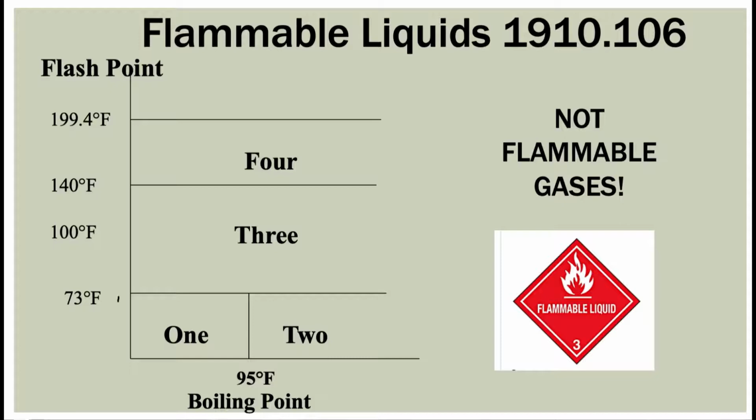So our first category, category 1, is a flammable liquid that has a flash point of less than 73 degrees and a boiling point of less than 95 degrees. So this could be room temperature and being outside when you think about 73 degrees and 95 degrees. A category 2 flammable liquid has a boiling point of greater than 95 degrees, but a flash point of below 73 degrees. A category 3 flammable liquid has a flash point between 73 and 140 degrees Fahrenheit, and a category 4 flammable liquid has a flash point between 140 and 199.4 degrees Fahrenheit.